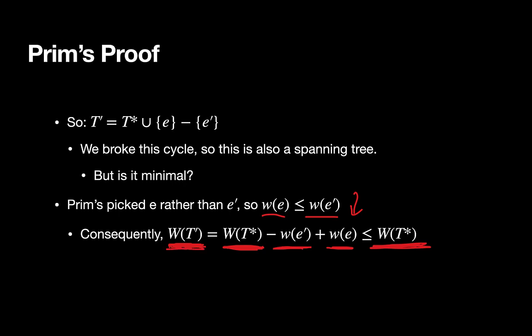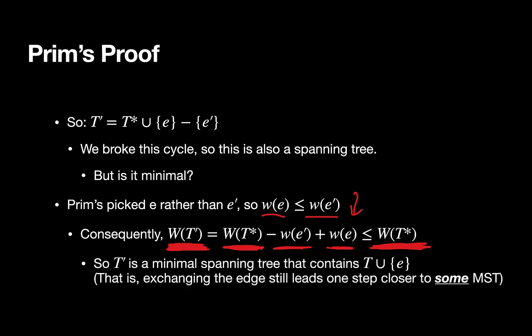Okay, so the overall idea here is that T prime has to be at least as good as T star. And T star was a minimal spanning tree. By definition, it's already as good as it can get. So T prime must also be a minimal spanning tree that contains T union with this additional edge E. It might be a different set of edges that forms a minimal spanning tree, but it also has to be a minimal spanning tree. So we've exchanged this edge, and it still leads us one step closer to some minimal spanning tree. So each time we add an edge, the edge is getting us closer to some minimal spanning tree.